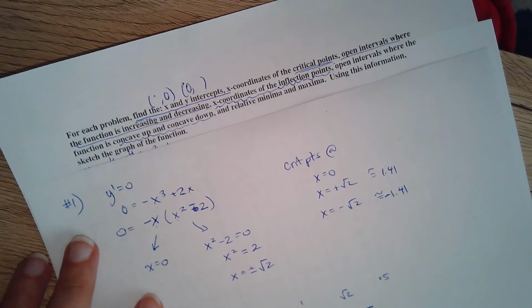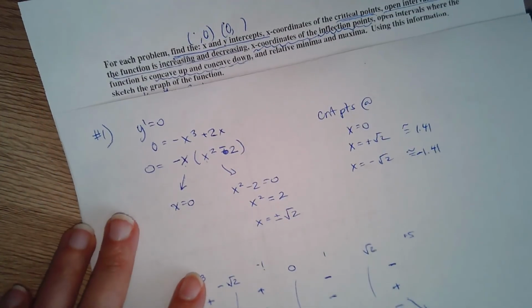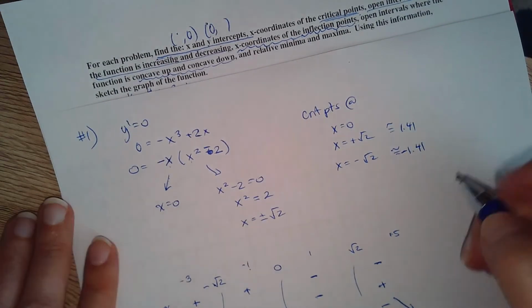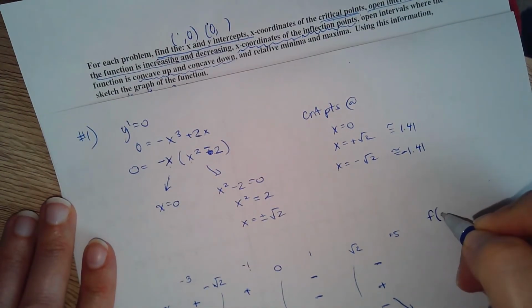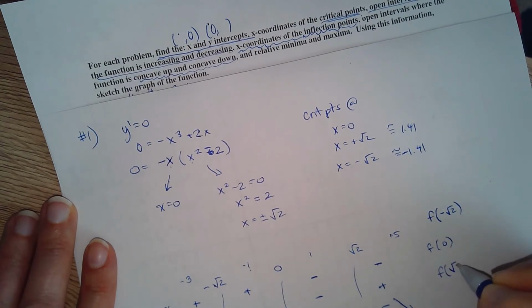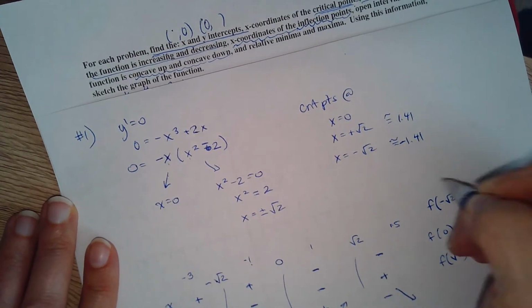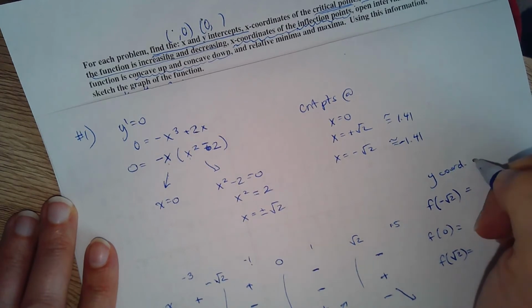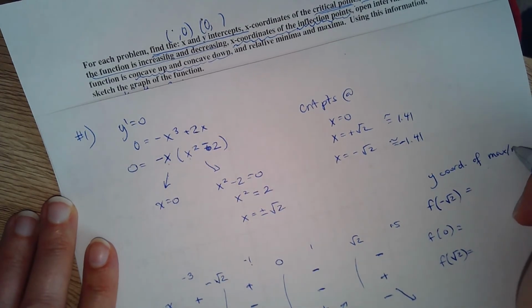And we did relative min and max. We found our x coordinates, but we never found our y coordinates. So that's the last piece here. So if we put in f of negative root 2, f of 0, and f of positive root 2, those should give us the y coordinates of our max and mins.